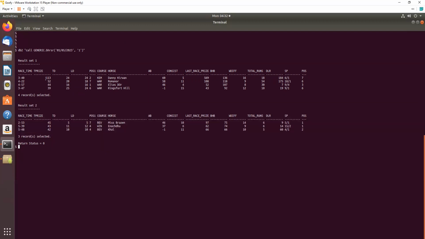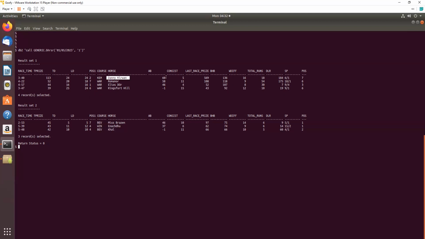I wanted to display salient information. So we've got the race time, we've got the course, truncated: Kempton, Warwick, Beverley. We've got the winning prize money, which is divided by 100, so that's 11,300. Today's distance, which is in furlongs, which is 3 miles, and the last race distance, which is 3 miles. Its last race position was 2, and our horse Danny Kerwin.